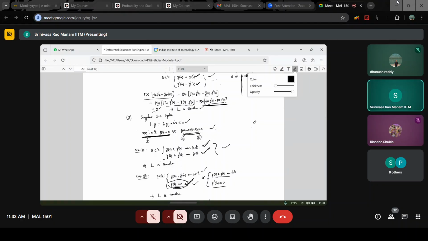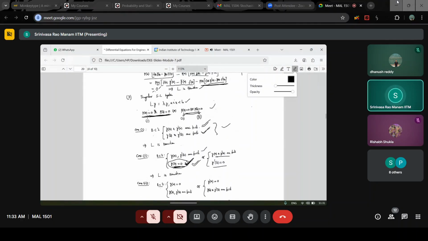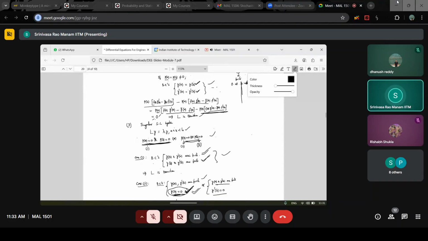That's why we give the usual regular Sturm-Liouville boundary conditions. In that case also, it is Hermitian. So how do we see that it is Hermitian? You can easily see it again. How do we see this one? Suppose P of A equals 0. This is anyway 0. P of B is also 0, right?